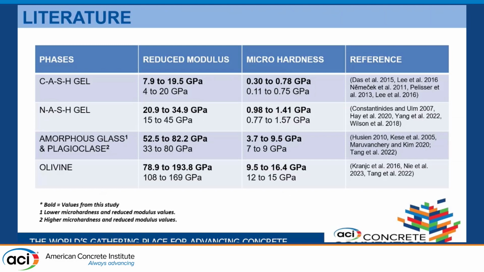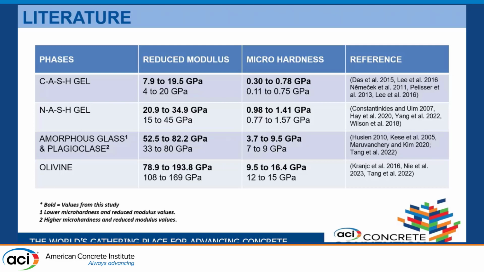So now going to the literature review, how my specific phases compare with what has already been mentioned within the literature. As you can see in the CASH, my results produced a range for the reduced modulus of 7.9 to 19.5 gigapascal, and in literature, we had values of 4 to 20 gigapascals. Similarly, for the microhardness, I had 0.30 to 0.78 gigapascals, and in literature, it was 0.11 to 0.75 GPa.